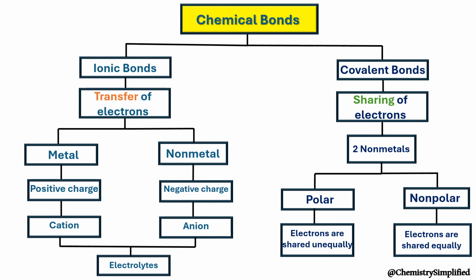Nonpolar bonds have electrons that are equally shared. So the two atoms normally look alike, just like if you were sharing with your twin brothers or sisters, right? So you would share equally. So in nonpolar bonds, the electrons are shared equally. That's why the dipole would cancel out, because they share the electrons equally.